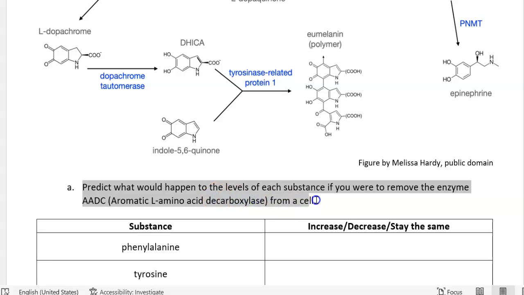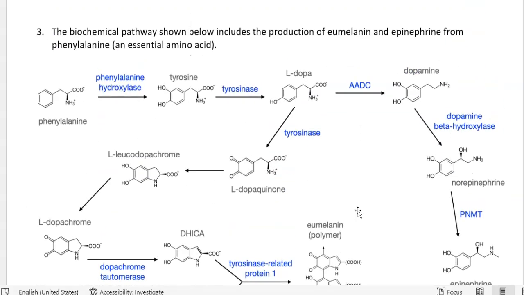We're asking you to predict what would happen to the levels of each substance if you were to remove the enzyme AADC, or aromatic L-amino acid decarboxylase, from a cell. So here's the decarboxylase right here. Let's say you got rid of that. Just a broad question: could you make any of these? No, you couldn't. If you no longer had your aromatic decarboxylase, you could no longer synthesize dopamine, norepinephrine, and epinephrine. But you did not affect tyrosinase. You could still synthesize all of these.